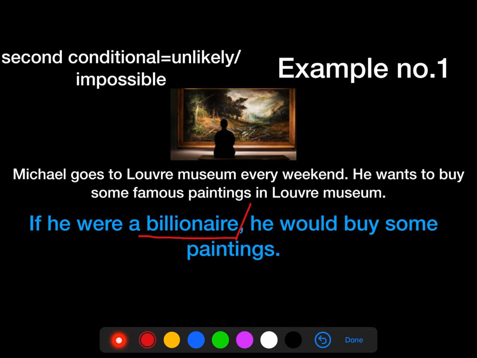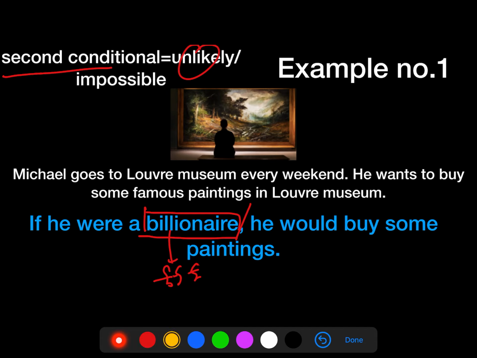So okay, billionaire, that's a lot of money. But will Michael earn money like around this amount tomorrow or next week? No, it's pretty unlikely to make it happen. So that's why we use the second conditional.